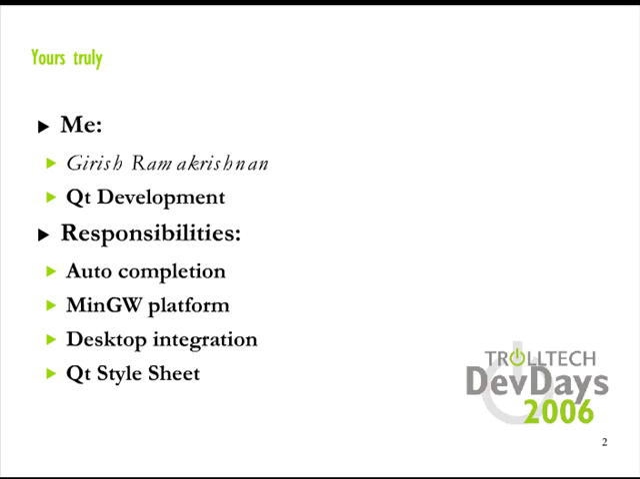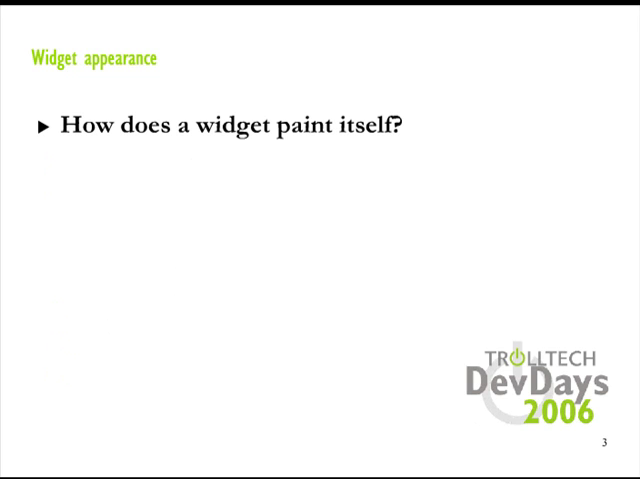I'm Girish. I'm a developer at Trolltech at the Oslo office. For Qt 4.2, I did quite a few things. I am the author of the auto-completion framework, using which you can provide completions for line edits, text edits, combo boxes, and custom widgets. I'm also the platform boss of MinGW, our open source platform for Windows. I also worked on the desktop integration stuff like the system tray, the new message box API, MIME handling. I'm also the architect of the Qt Style Sheet stuff, which is why I'm here.